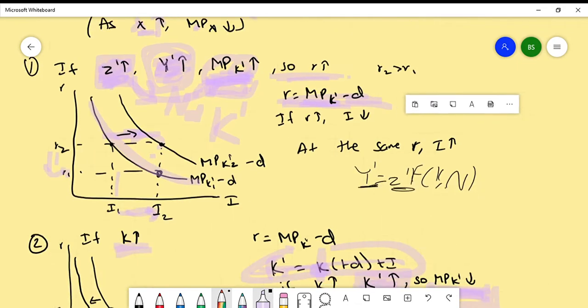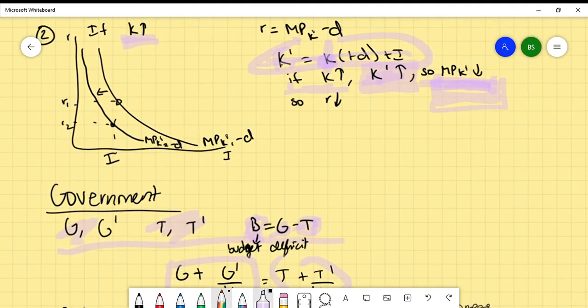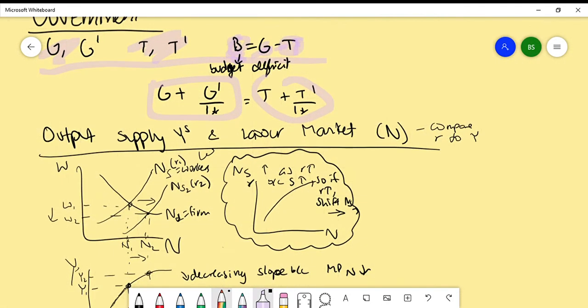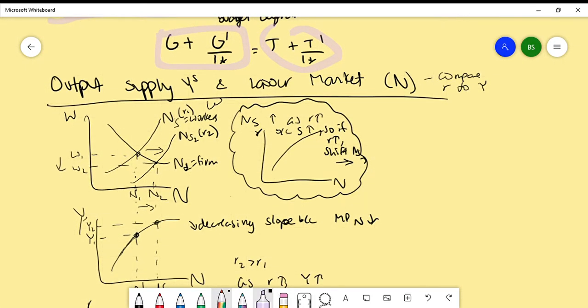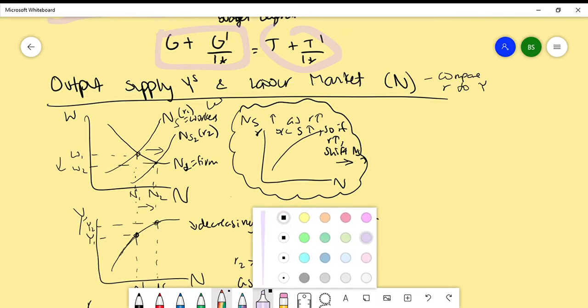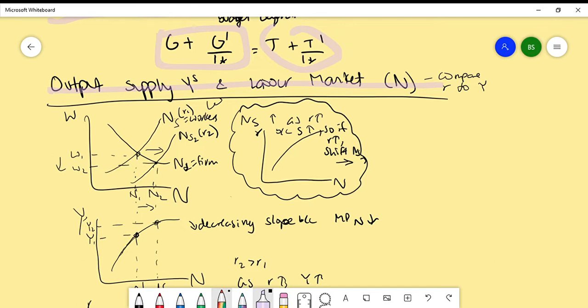Anyway, let's go to the thing that we should have started off with. Now we're going to the good stuff, the more confusing stuff, which is output supply and the labor market. So basically, our final goal is to write our output supply as a function of the rate. Output is the number of goods, and supply is how much we produce. So this is the number of goods that are produced.